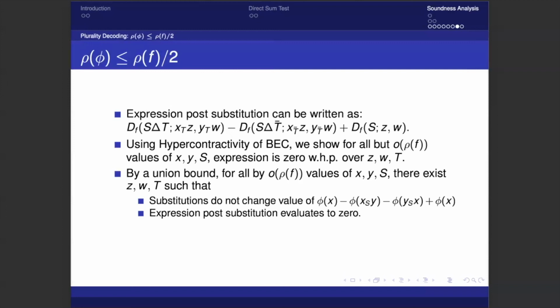Okay, so what these two statements together tell us is that for all but a little o rho of f fraction of x, y, and s, the original expression phi of x minus phi of xsy minus phi of ysx plus phi of y is 0 always, right? And so this tells us that the rejection probability of phi is in fact little o rho of f, which implies that the rejection probability of phi is at most the rejection probability of f by 2. Okay, so this completes the proof of soundness of our test.